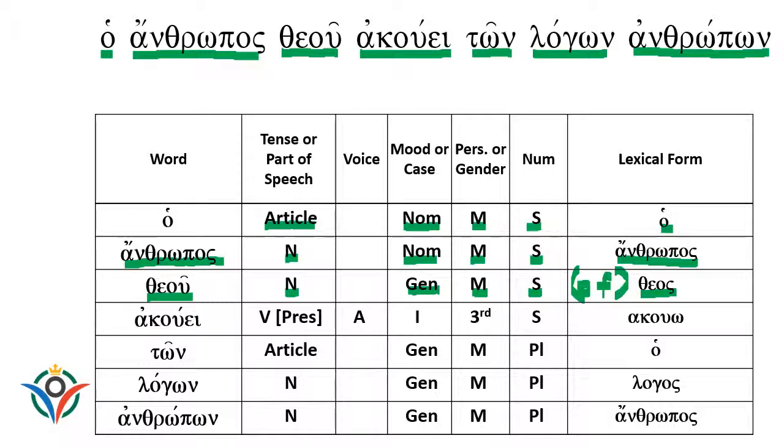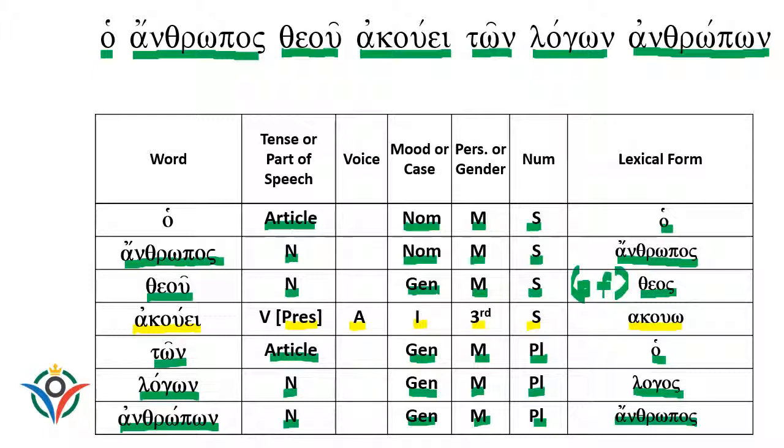And then we have a verb, akouei. It's in the present, active, indicative, third person singular. The lexical form is akouo, which means I hear. Then we have another article, which is ton, and it's a genitive, masculine, plural. The lexical form is ho, that's the nominative singular form, remember. Then we have logon. So the article is modifying the noun logon, therefore it'll have the same information. Genitive, masculine, plural. Lexical form is logos. And then finally, anthropon, it's a noun. It's genitive, masculine, plural from anthropos.